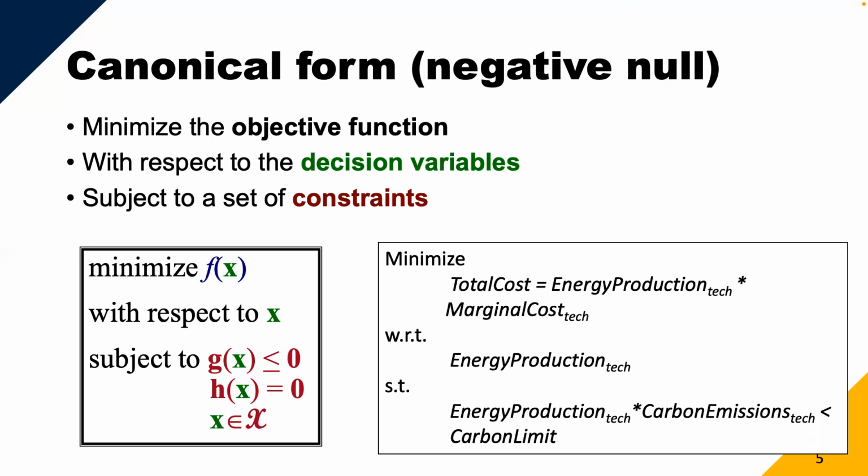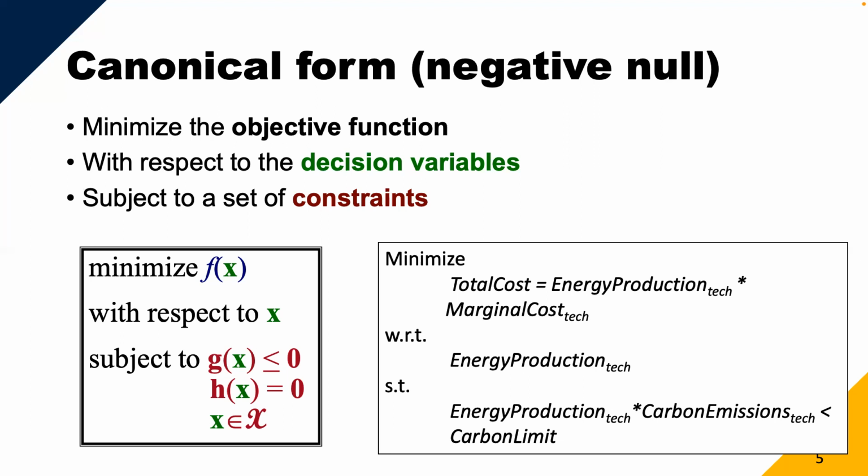Yeah, and so this would be an example of this. If you wanted to do energy production in the cheapest way possible, you would want to minimize the total cost, which is equal to, for example, the energy production times the marginal cost. And the decision variable in this equation would be the energy production. This is what you're allowed to modify.